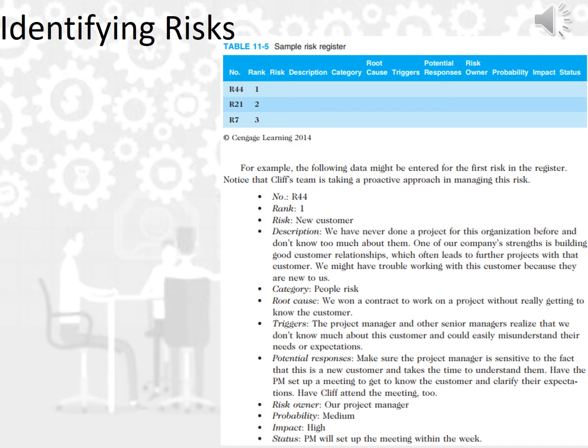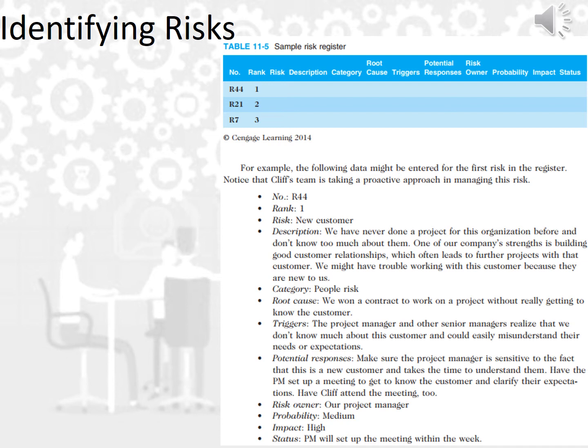Let us remember that the risk register is the output of the risk identification process. We said that it is a document which will normally be displayed as a table, as you can see in table 11.5, or a separate sheet. This is an example of a risk register, with columns starting with number, rank, risk, description, category, and so on. So let's take one of them, for instance, R44.